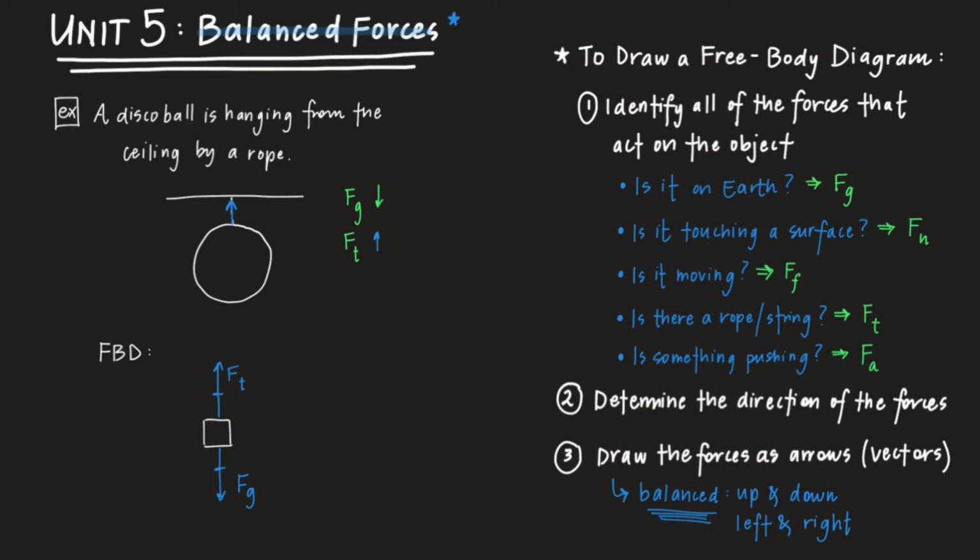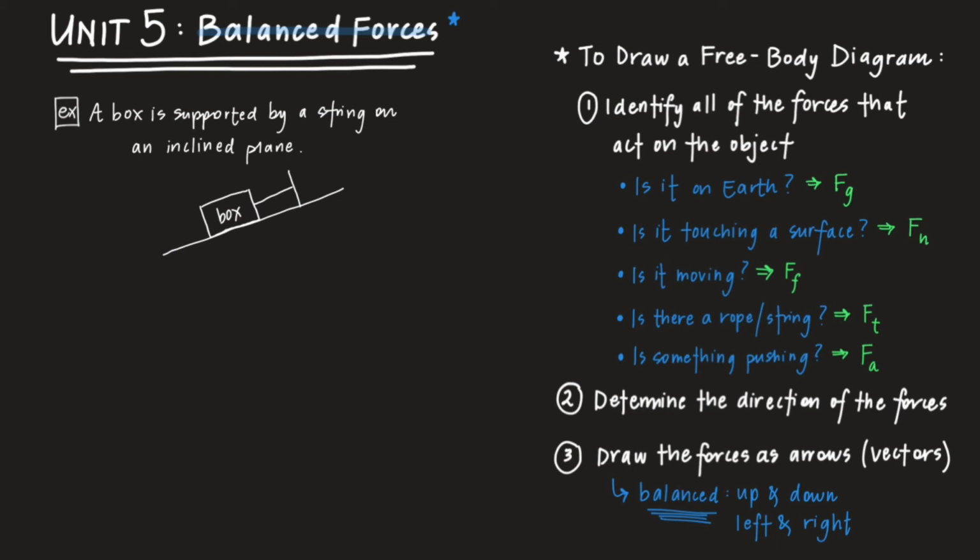Okay? If it wasn't balanced, then the force of gravity would be pulling the disco ball down to the ground, crashing, or it would be going up into the ceiling. Okay? Our next example is a box is supported by a string on an inclined plane.